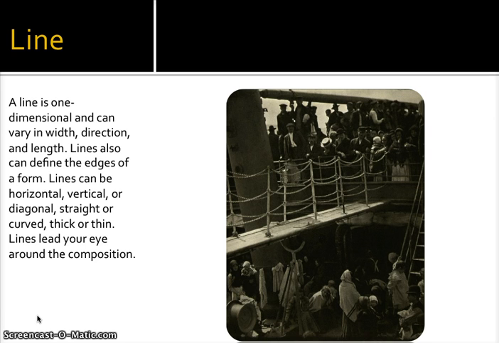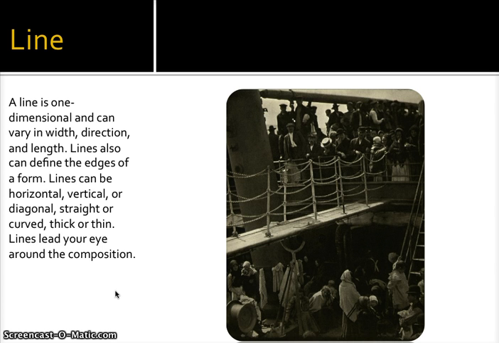So a line is one-dimensional and can vary in width, direction, and length. Lines can also define the edges of a form. Lines can be horizontal, which is this way, vertical, which is long way, or diagonal, straight or curved, thick or thin. Lines lead your eye around the composition.